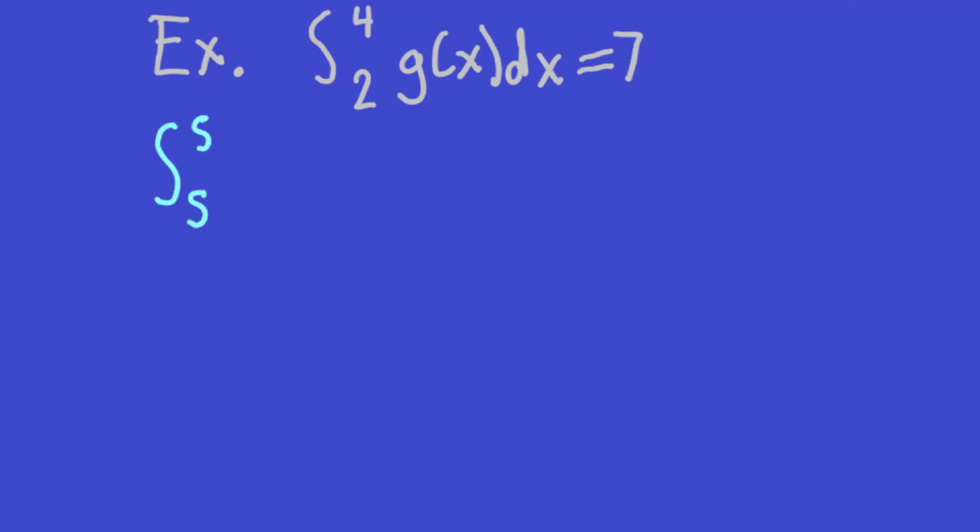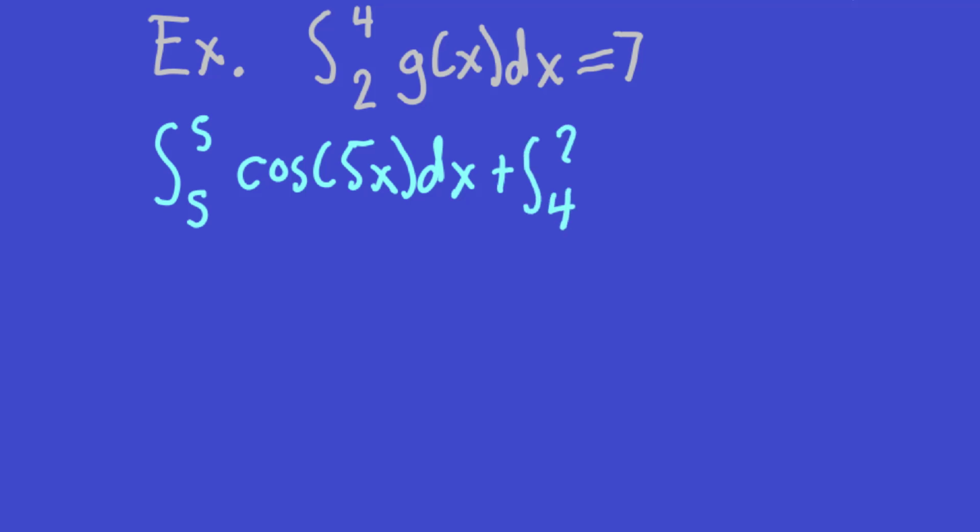For a problem, we are given that the integral from 2 to 4 of g of x dx is equal to 7. We have to solve this: the integral from 5 to 5 of cosine of 5x dx, plus the integral from 4 to 2 of g of x dx.